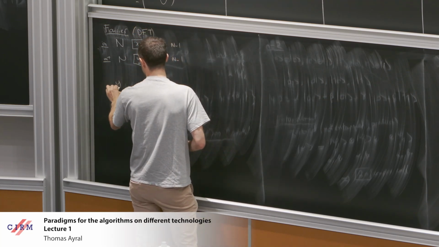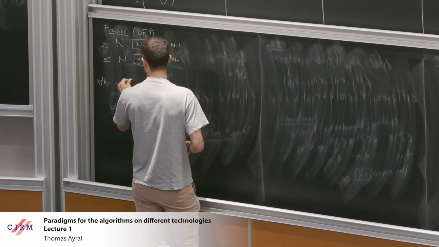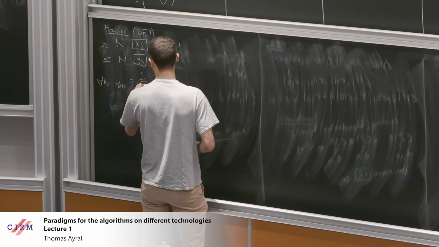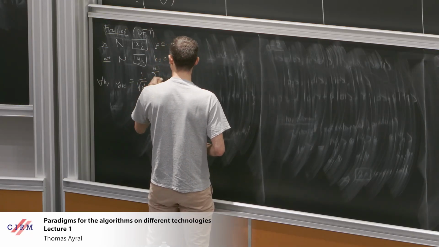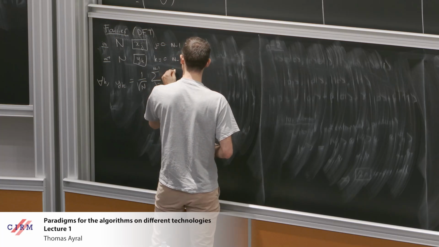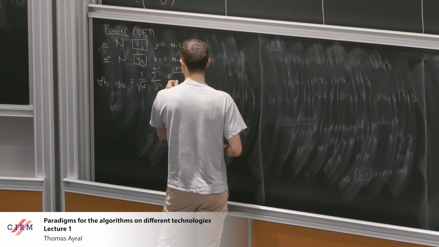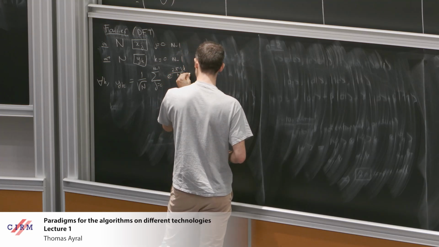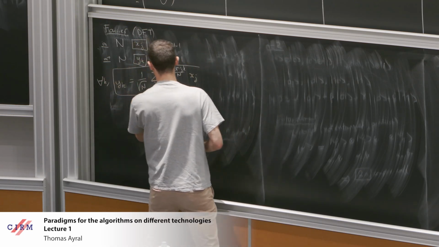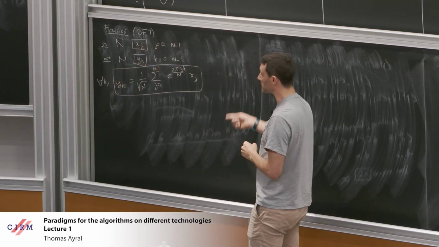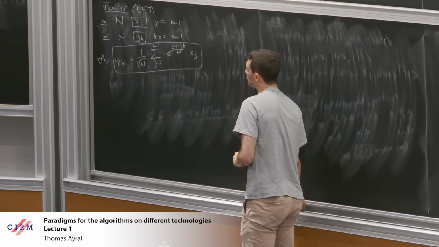The formula that you probably know is that for all k, I have y of k, which is 1 over square root n, sum over j from 0 to n minus 1 of exponential of 2 i pi j times k divided by n, times xj. So that's what I want to achieve when I want to do a Fourier transform. Here it's just the definition of the discrete Fourier transform.